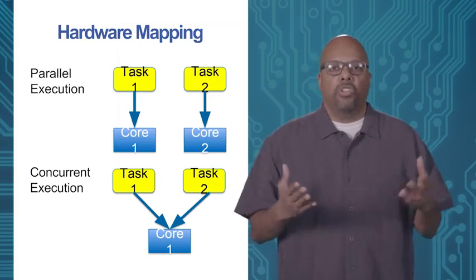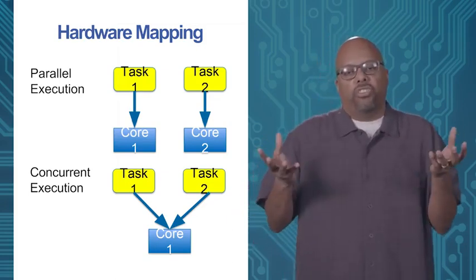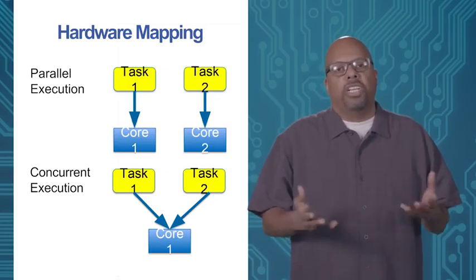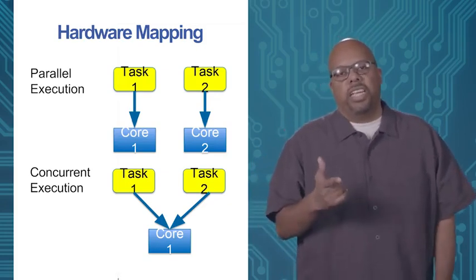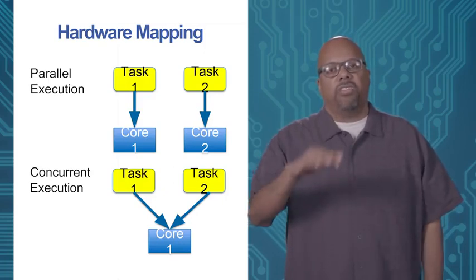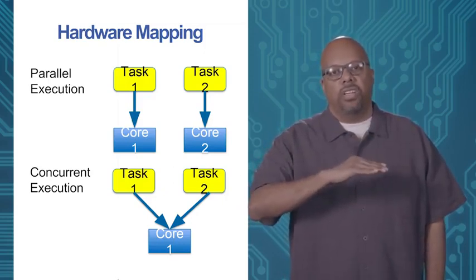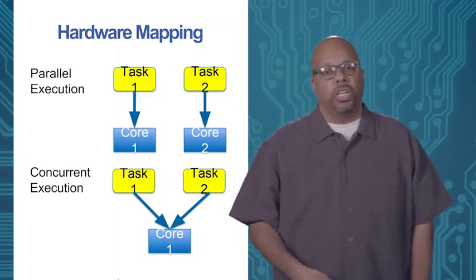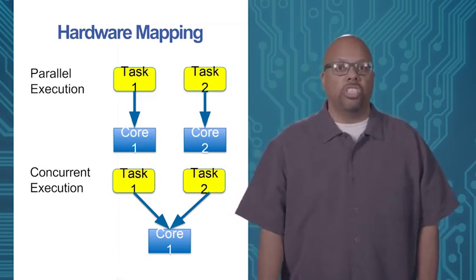In the bottom, you do a different hardware mapping. You say, look, I've got 2 tasks, and they are both executing on the same core. That would be concurrent execution. But the key thing here is that this hardware mapping, from the task to the core, is not directly under the control of the programmer in Go or any other standard language.